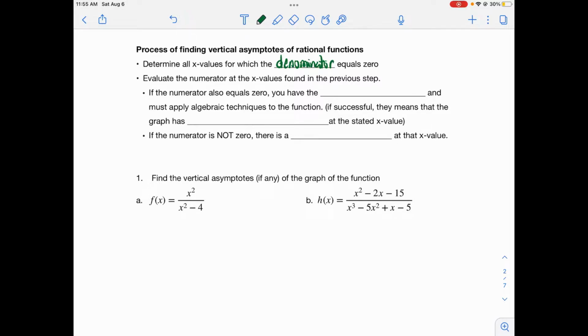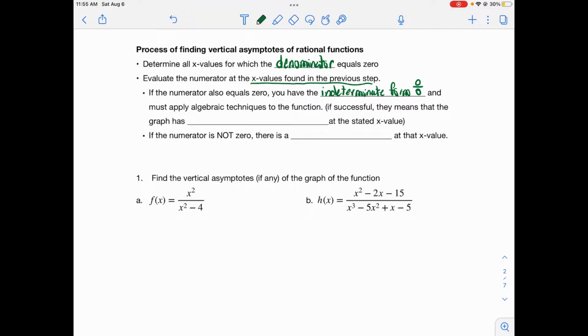Then you're going to evaluate the numerator at the x value found when the denominator equals 0. Okay, and then you'll have certain cases that occur. If the numerator also equals 0 when evaluated at the x value in which the bottom equals 0, you have the indeterminate form. So that means the numerator and denominator are both 0. Okay, and so we must do some algebraic technique to the function to simplify this. Most commonly it is factoring. Sometimes you'll have to use trig identities and things like that.